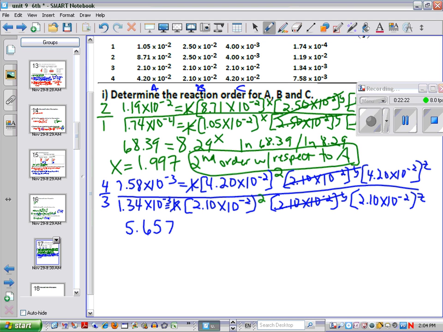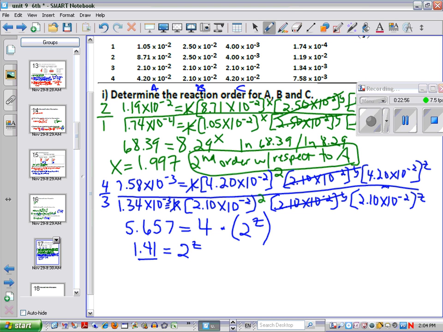5.657. And that's equal to, now when I divide this squared by that squared, this is really 4.2 divided by 2.1 is 2, right? 2 squared is 4 times, this is 2 to the z. You see that? Right here, this is 2 to the z. So now I'm going to divide, and I get 1.41 equals, that sounds familiar to me. What does that sound familiar to? What's 1.41? Square root of 2.